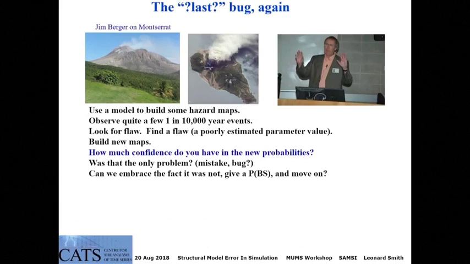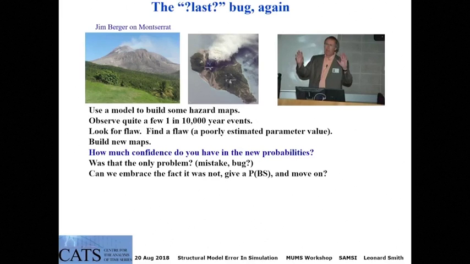So they look for a flaw, and they find a flaw. There's a poorly estimated parameter value. So they build new maps. And so the question I always love to ask them is, are they right now? How much confidence do you have in the new maps? Right? Was that the only problem? Did you find the last bug?